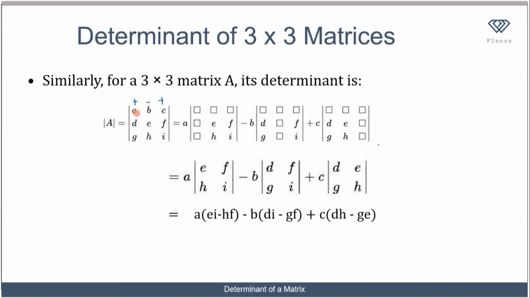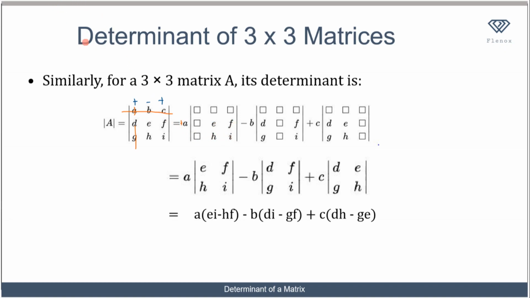The way you do that is you take the first element A, like we have here, and you draw a vertical line across A and a horizontal line across A also. When you do that, you have plus A, and what is left underneath is E, F, H, and I. So you have plus A into bracket E, F, H, and I.